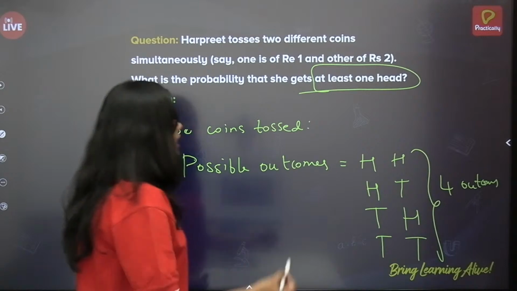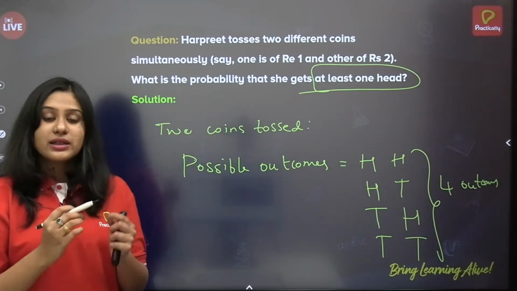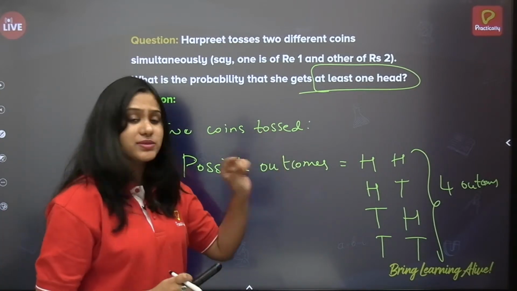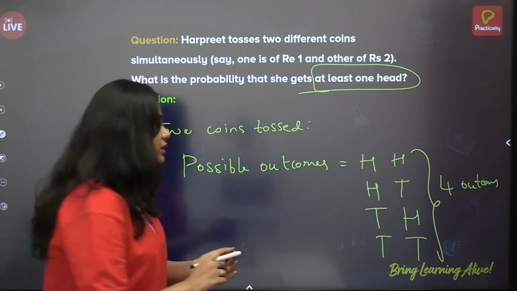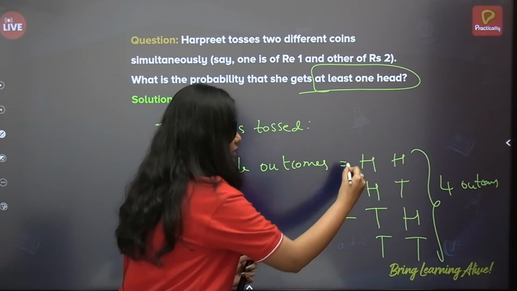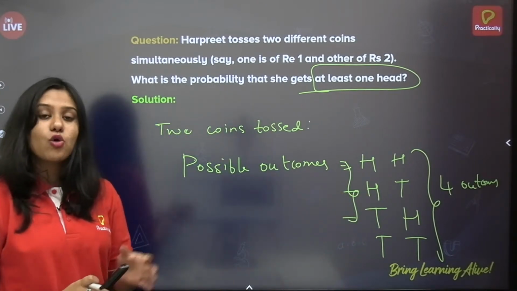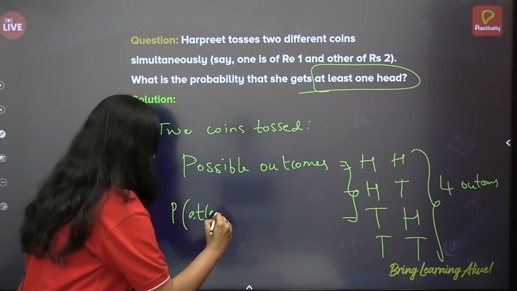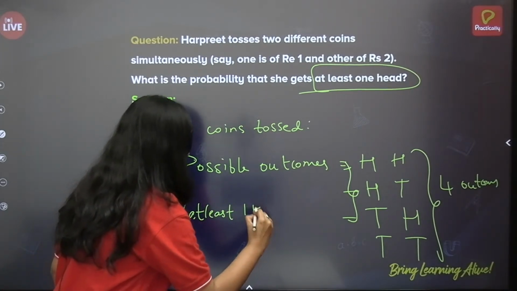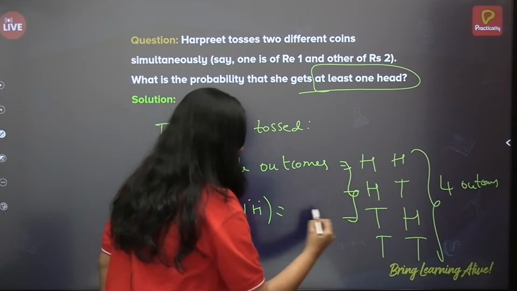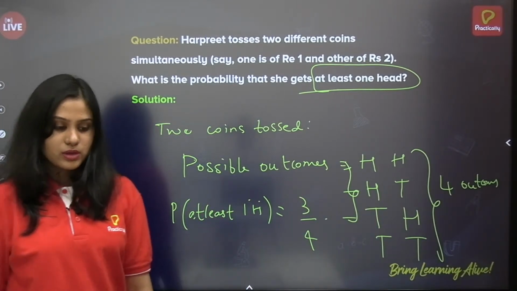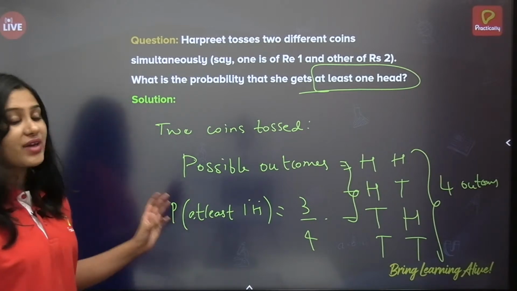Now, at least 1 head. That is, in all these 4 outcomes, how many times is at least 1 head present? 1, 2, 3. 3 times. Correct? So the probability of at least 1 head is 3 by 4. Okay? Alright. So, these are very important.